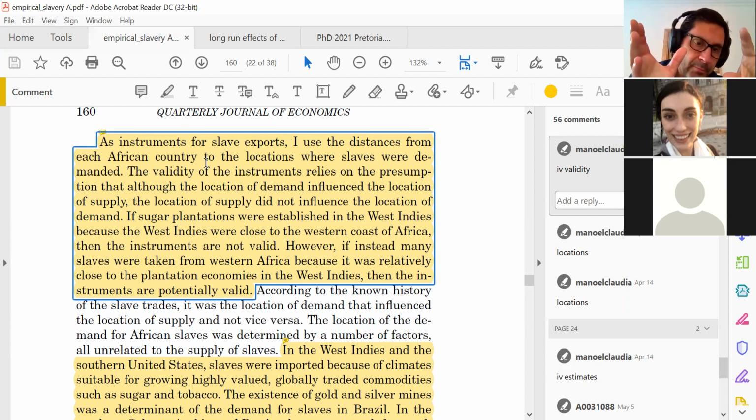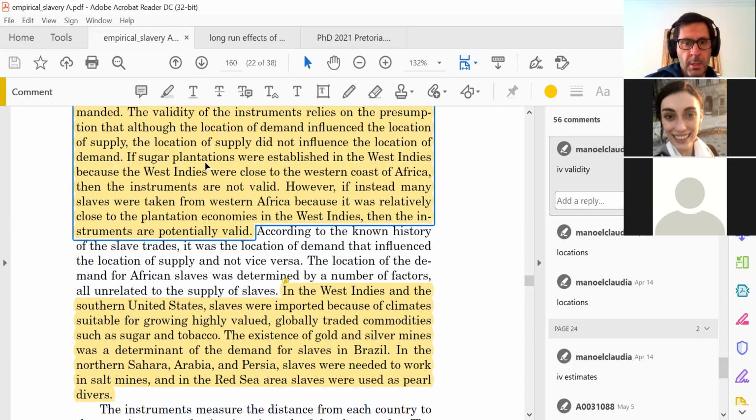Okay, so again, one is influencing the other, but the other is not influencing the previous one. Okay, always make sure that you have those things in mind.